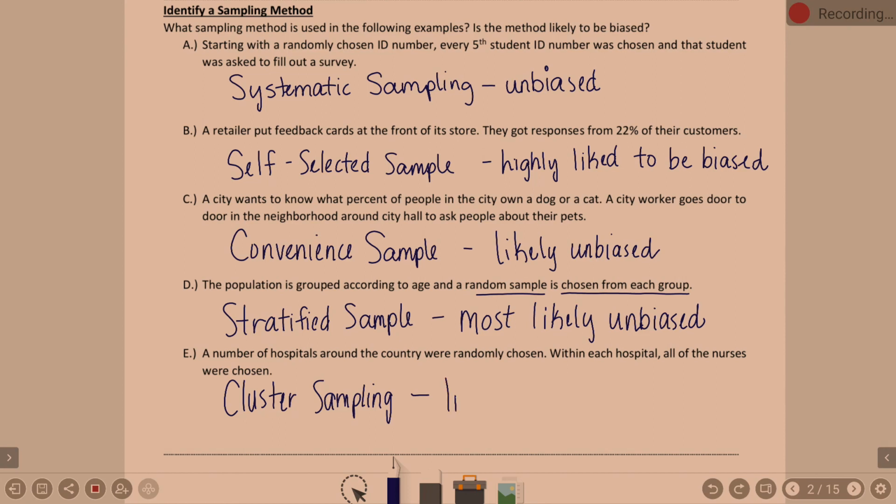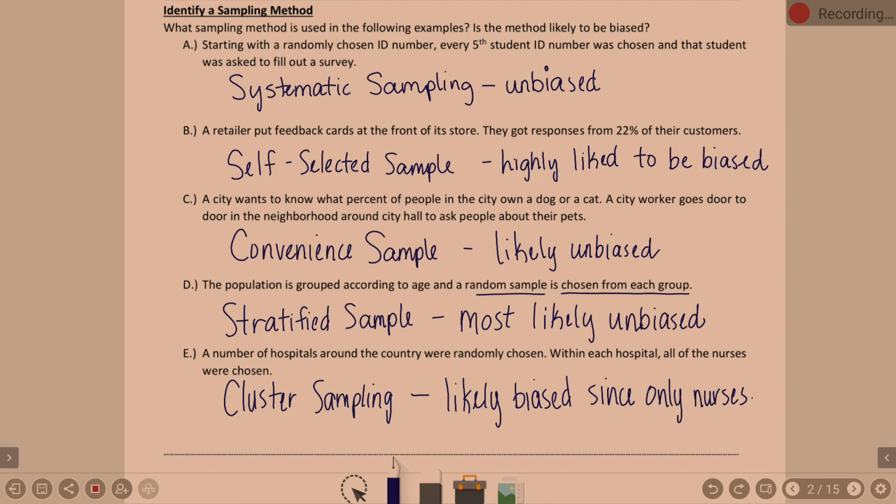So I'm going to say likely biased since only nurses or all nurses. If we're surveying something about what goes on in the hospital, nurses have one opinion. Doctors, administrative staff, desk staff, security staff, different people may have different opinions. So, okay.